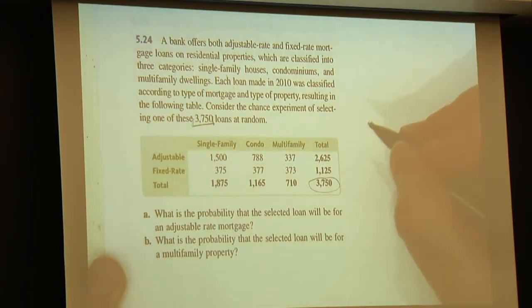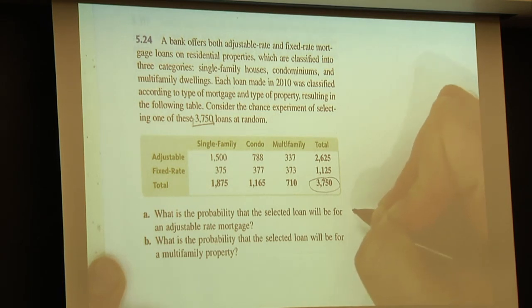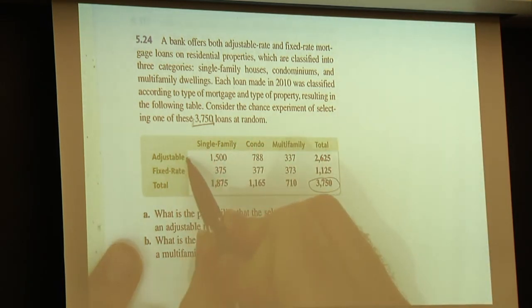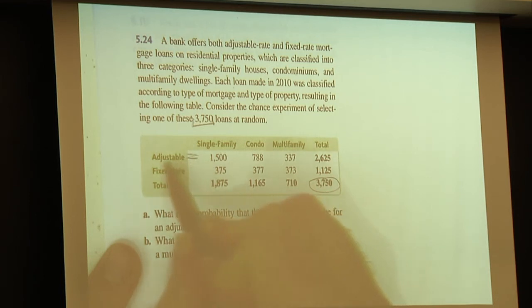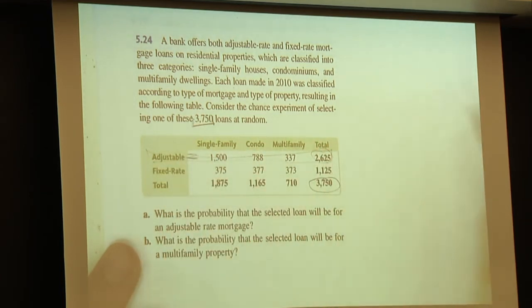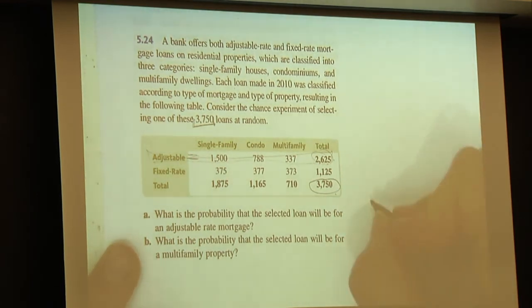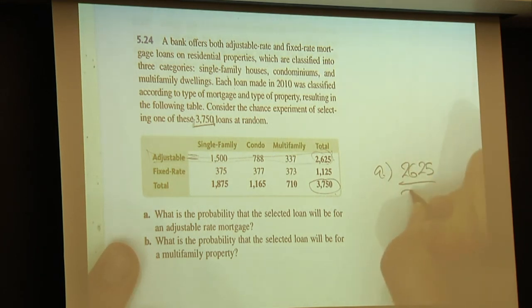So in part A, we want to know what's the probability that the selected loan will be for an adjustable rate mortgage. Now, if we have an adjustable rate mortgage, that will put us in this column right here. That blocks us off here. So the total number of adjustable rate mortgages, because that's our only category listed, out of the total number of mortgages offered, it'll just be, just like it says, 2625 out of 3750. Sometimes on exams, you'll see an answer left just like this as a fraction.